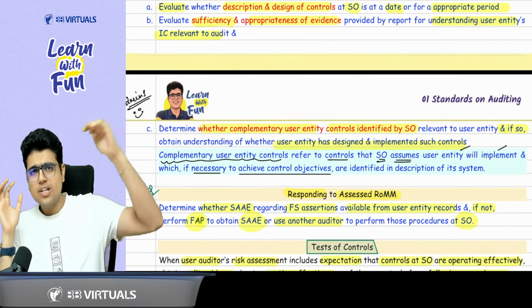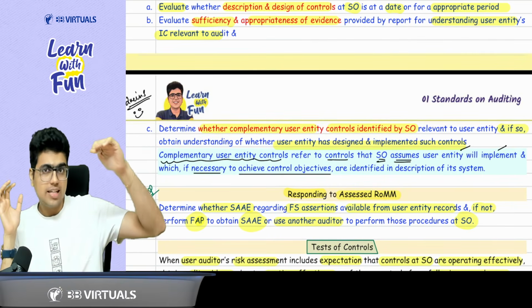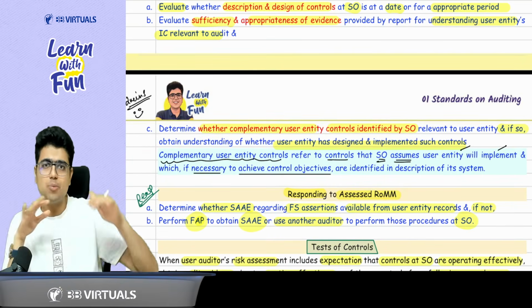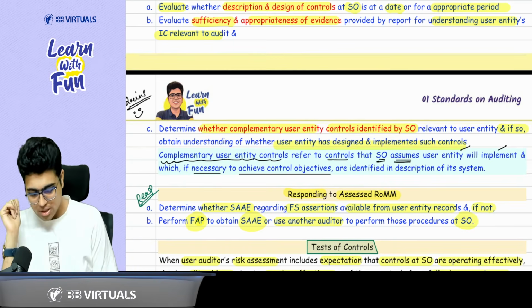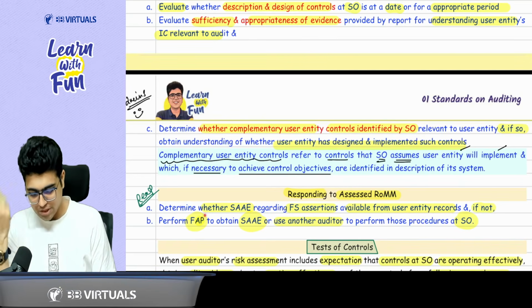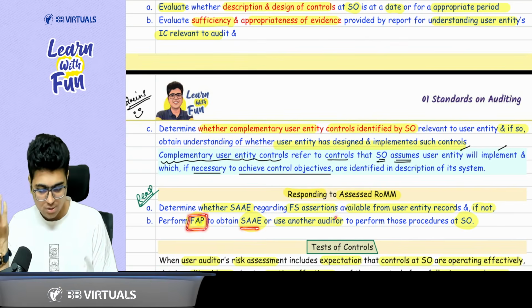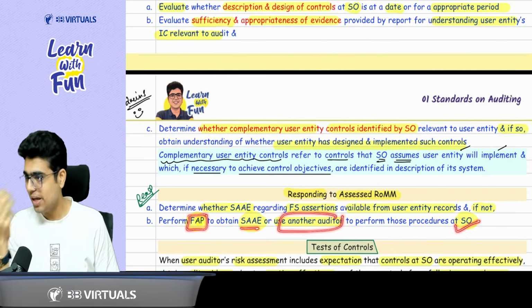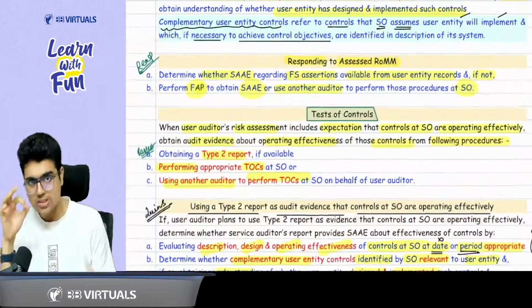Now, sir, since you have done the risk assessment, that means you have taken the understanding of control. Now you can move towards the testing of control. So see whether you got sufficient and appropriate evidence regarding the financial statement assertions from the user entity records. If not, then you can do further procedures yourself to get the evidence, or you can use another auditor to get the evidence. Okay. Okay, sir. This part you just need to read.